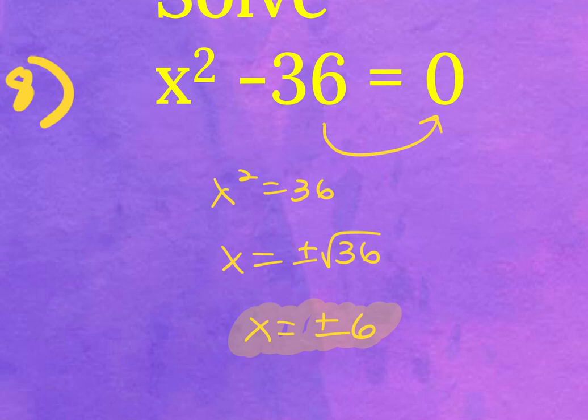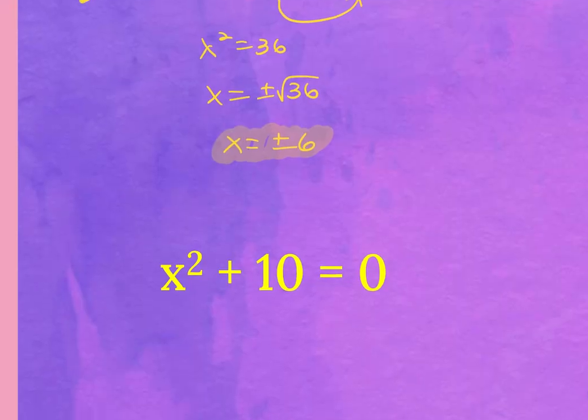If there's an x squared and an x, you can't do it. And if the second number is not a perfect square, then you can't factor. You have to use the square root property, which is the next one.